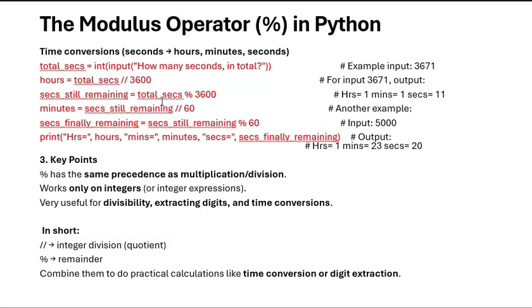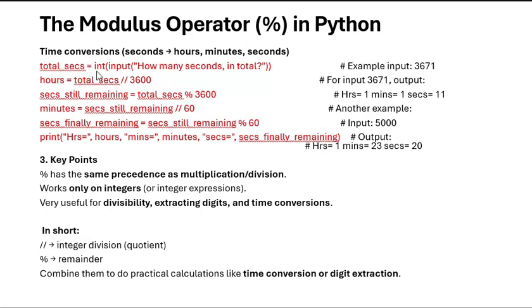And the last concept is an example of the modulus operator with key points. In this example, the time conversion: seconds to hours, minutes and seconds. We will take some seconds like 3671 seconds. It will convert to hours, and what remains it will convert to minutes and seconds. Let us see an example.